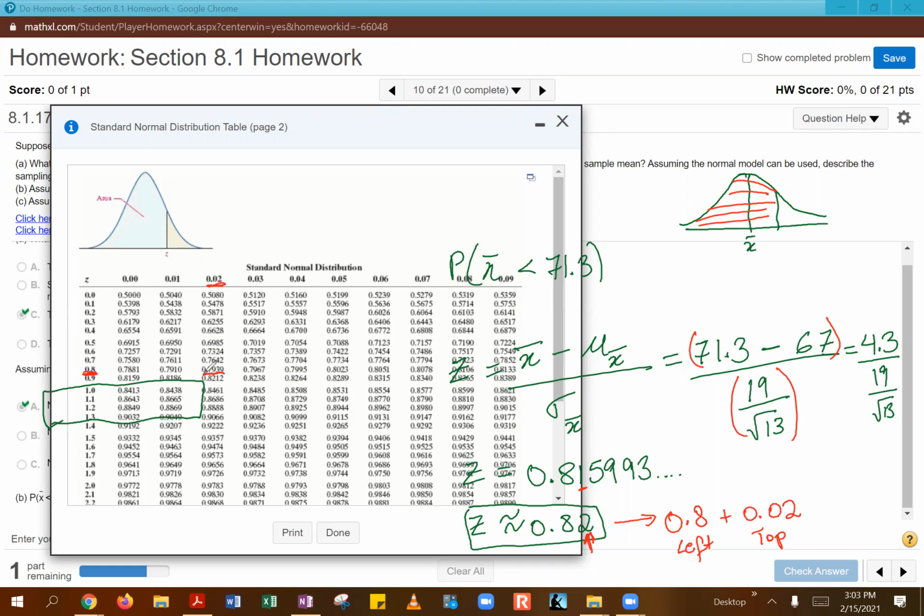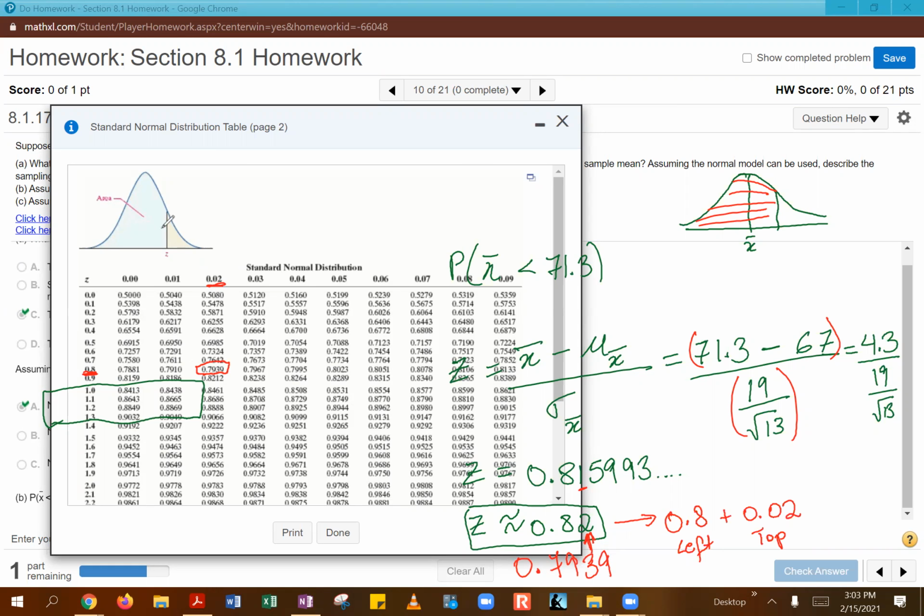So looks like it is going to meet right here at 0.7939. So our probability is coming out to be 0.7939.